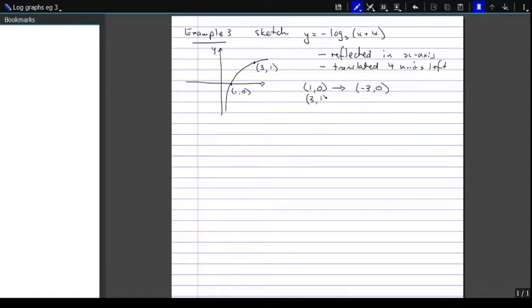Our other point, which we have at (3, 1), is going to shift to the left 4 units. So that's going to become -1. And because it's reflected in the x-axis, the y value is going to change to -1 from +1. And let's just write down the vertical asymptote is going to shift to x equals -4. So now we can sketch our graph.